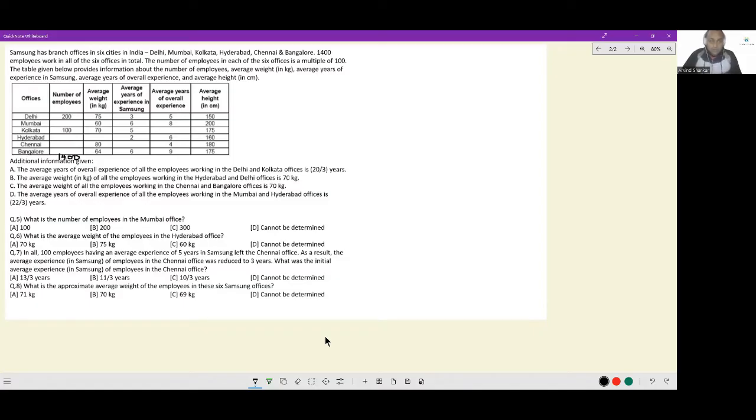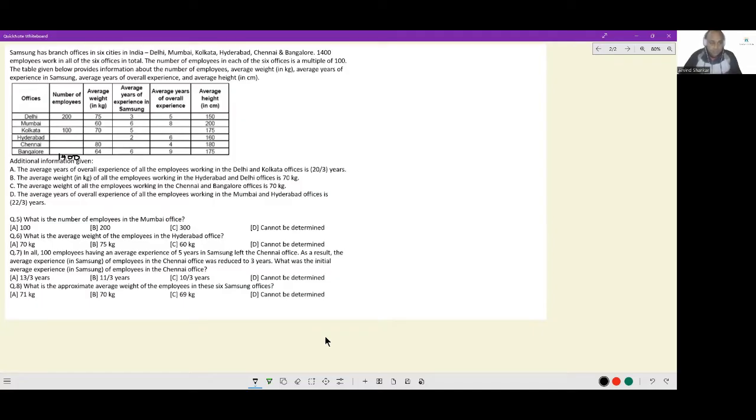The number of employees in each of the 6 offices is a multiple of 100. So all the blank spaces right now will be multiples of 100. The table given below provides the information about the number of employees, average weight in kgs, average years of experience at Samsung, and average years of overall experience and average height.